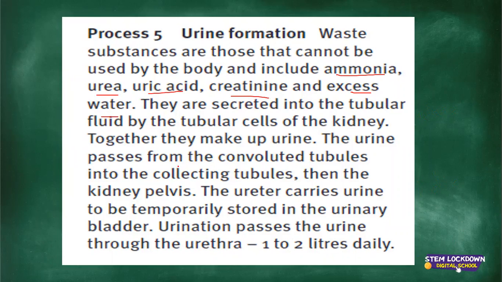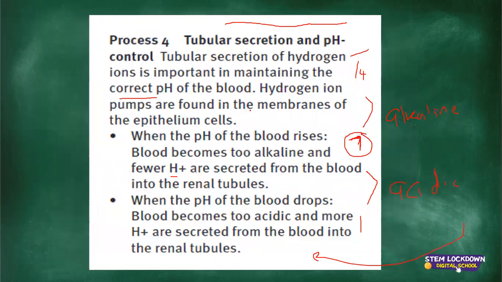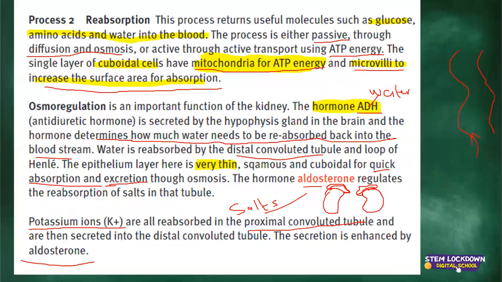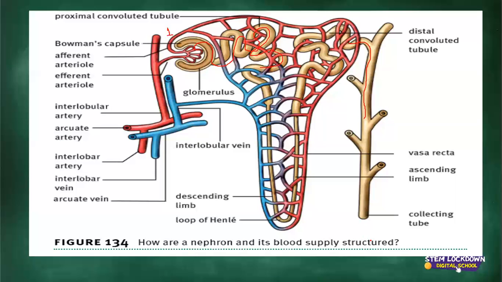The urine passes from the convoluted tubules into the collecting tubules, then the kidney pelvis. Remember, I showed you in the diagram that the urine will pass from those convoluted tubules into the collecting tubules, then the kidney pelvis. Let me show you again. From the convoluted tubules here, these are the convoluted tubules, then into the collecting tubule. Here, you see it flows.